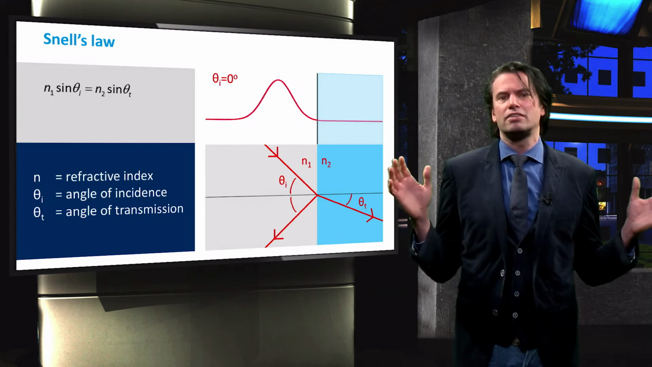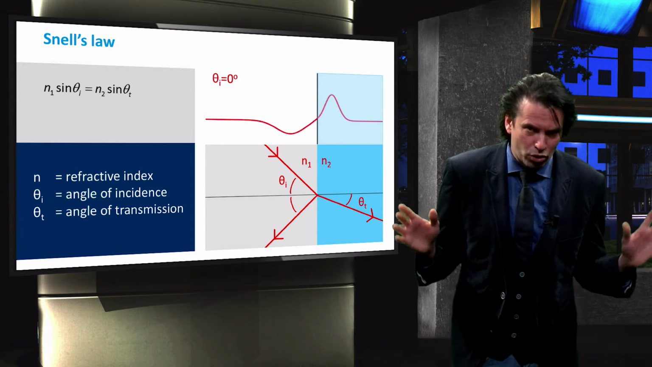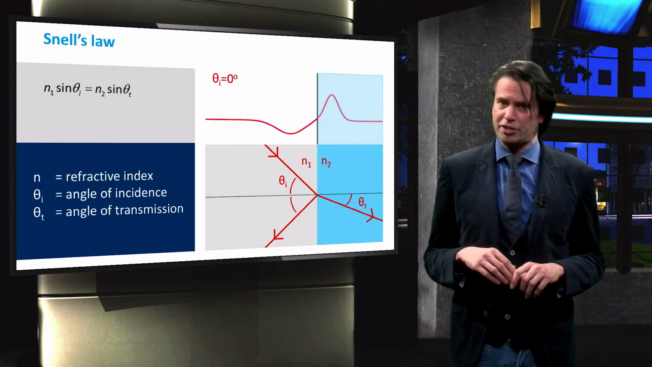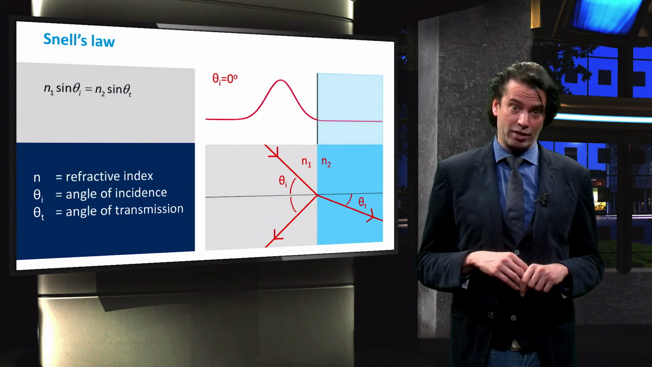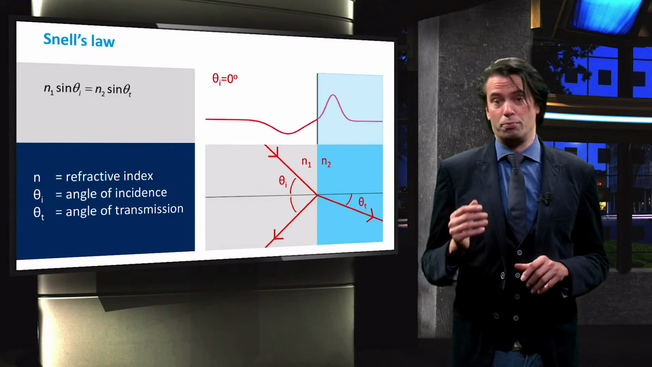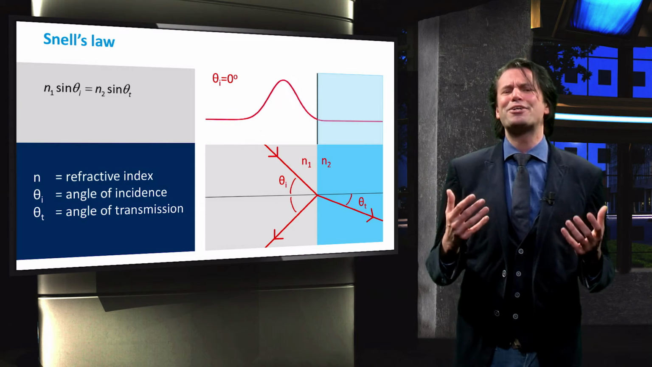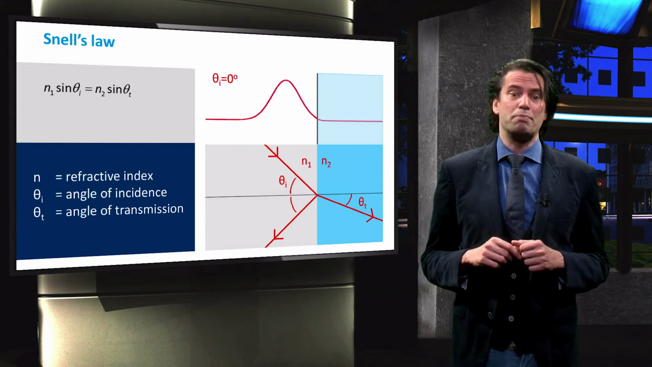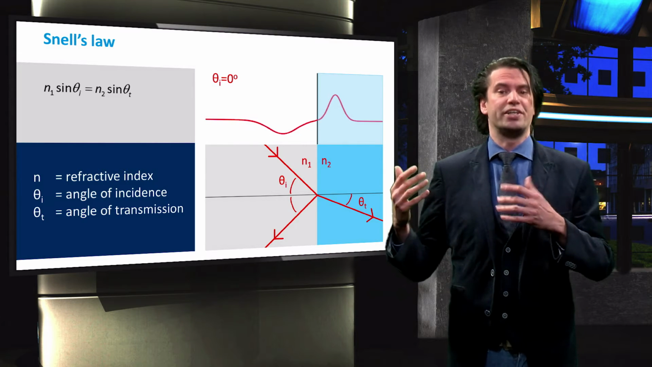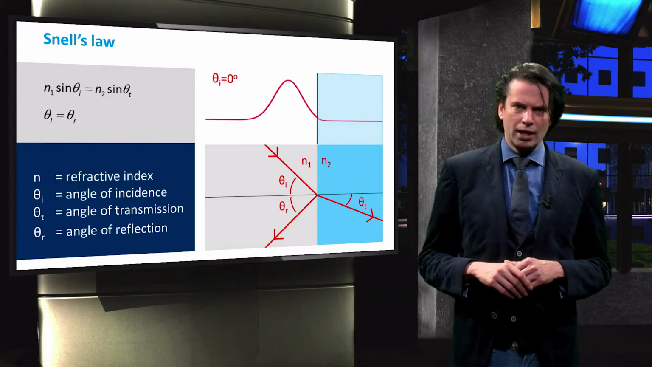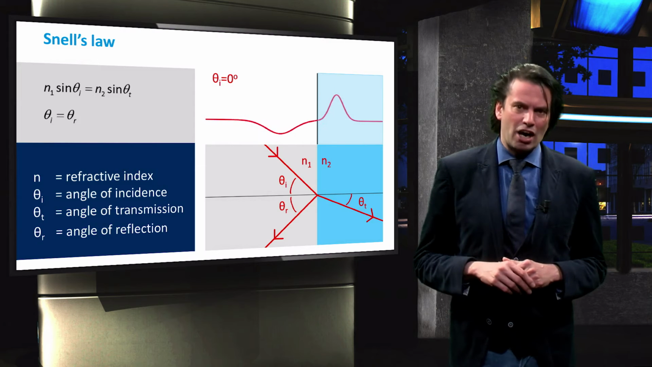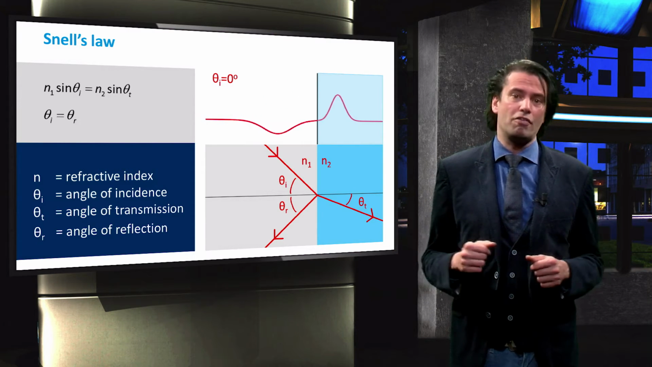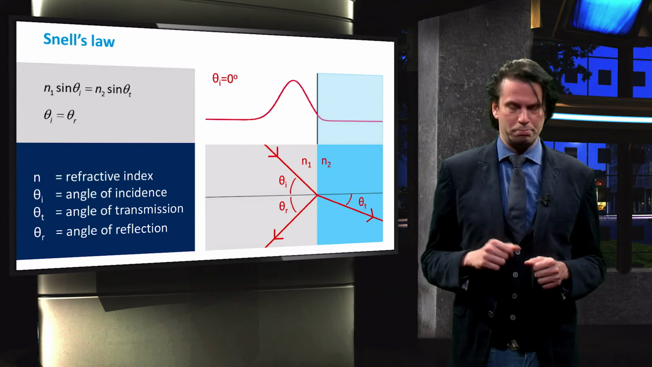It can be gathered from Snell's law that if n1 is greater than n2, the angle of transmission will be smaller than the angle of incidence. Furthermore, we can see that by increasing the difference between refractive indices, the angle at which the light beam is refracted will also increase. The angle of reflection, however, simply equals the angle of incidence regardless of the refractive indices of the two media.